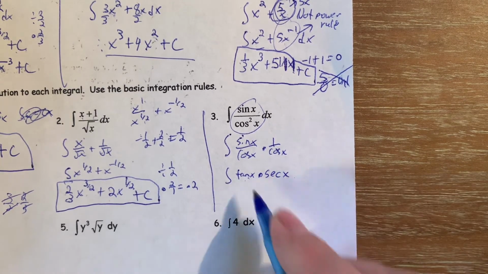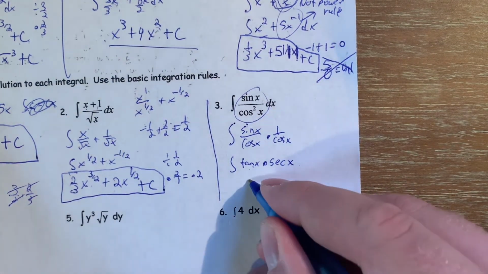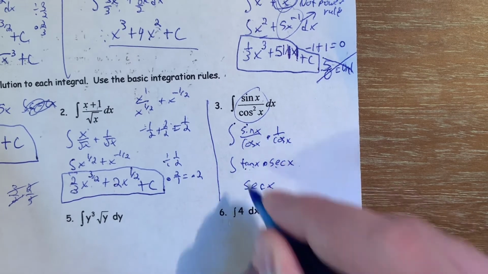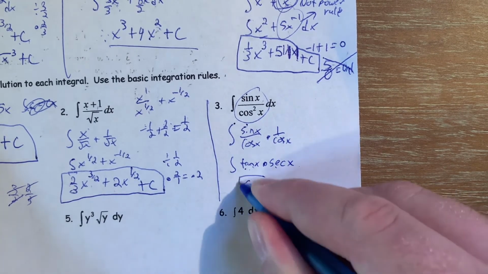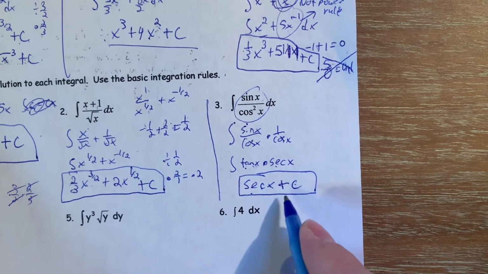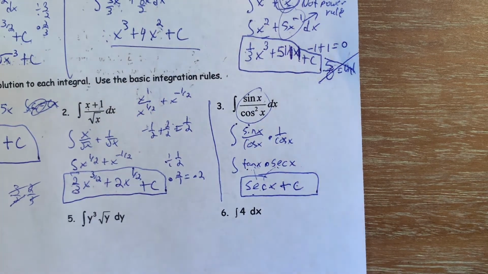And so the integral of tangent of x times secant of x, this is one of our rules we should know, is secant of x. The derivative of secant of x is secant of x times tangent of x. And we need a plus c here because secant of x plus anything will give us this antiderivative, because the derivative of secant of x will give us this, and the derivative of a constant will be 0.